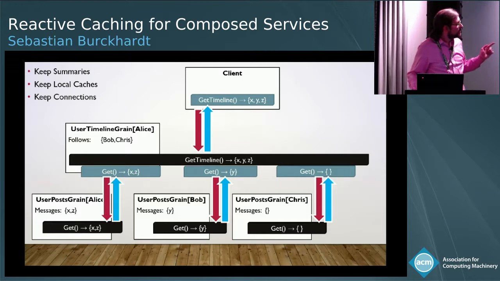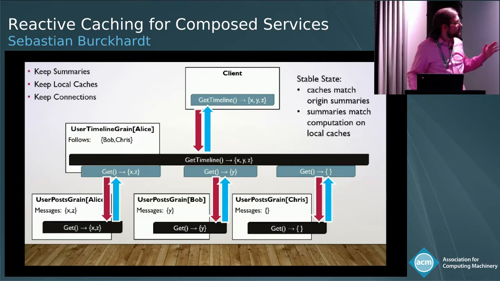So the important thing here is, you can read the entire algorithm just out of the following statement in some senses. This is a stable state because all the caches match the summaries they represent, and all the summaries match the computation when computed on the local caches. So now, if anything about that invariant changes, we can locally repair it. And that's really the algorithm in a nutshell. So let me illustrate this.